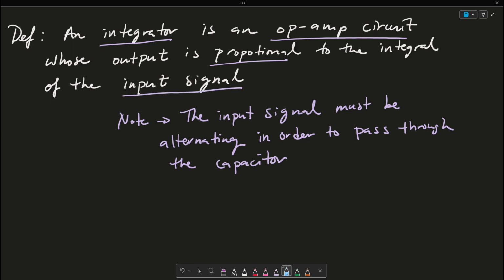So pretty standard. And we need to note that this input signal must be alternating in order to pass through the capacitor, right? Because remember, a capacitor blocks DC, or direct current, and it allows AC, or alternating current. I've made a video on this, so please feel free to check that out. All right, so let's go ahead and solve this circuit.